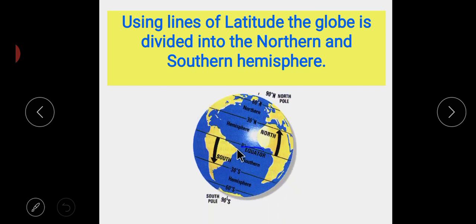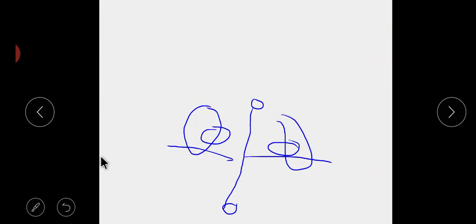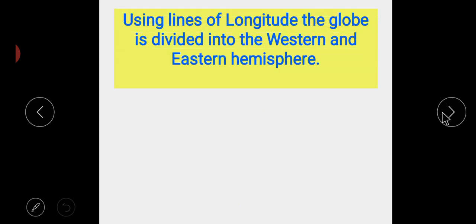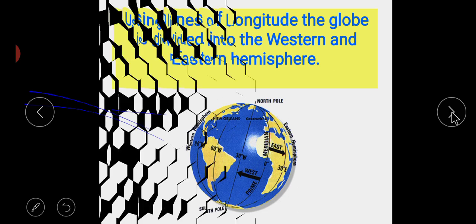This is the equator, and in the previous diagram also I have shown you. This divides the globe in two parts. This is the northern hemisphere, you can see, and this is the southern hemisphere. Understand, children? Is it interesting now or not? Very good. All are very good, because some important points we are discussing here. Using lines of longitude, the globe is divided into western and eastern hemisphere. Now see, this is the Greenwich meridian or prime meridian. It divides the globe into two parts, that is the eastern hemisphere and the western hemisphere. You can learn it easily by this picture, or not? It is very helpful for you.